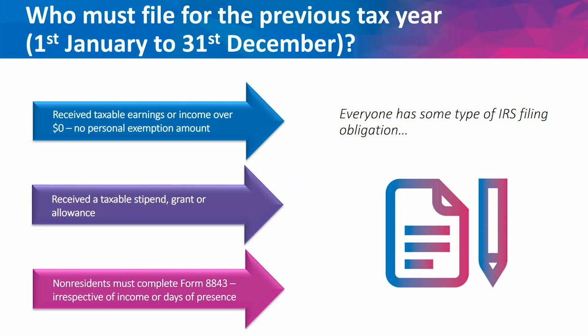Now that we've figured out who's a resident and who's a non-resident, we need to understand what the filing obligations are. And again, essentially the IRS have made this simple for international students and scholars. Everyone who has been in the United States during the tax year on F, J, M or Q status has some sort of a filing obligation. Even if you have not received any US income, you will still have a filing obligation. If you have received US income, anything over $0 is now taxable.